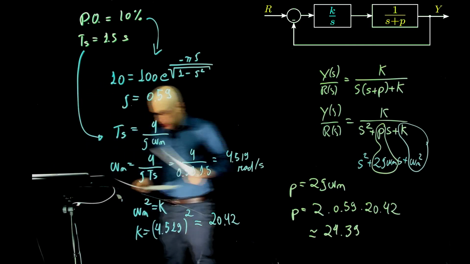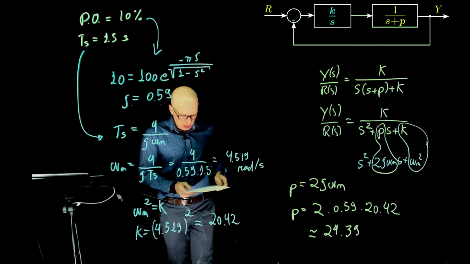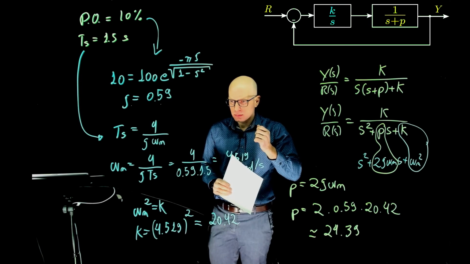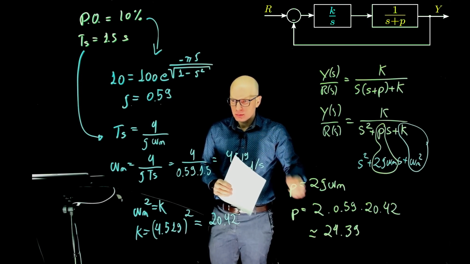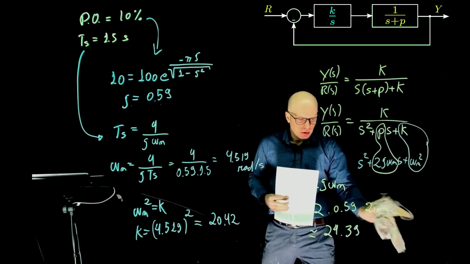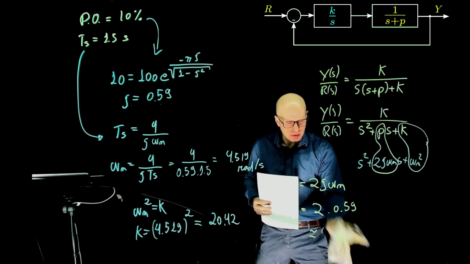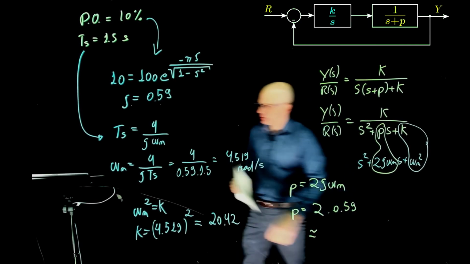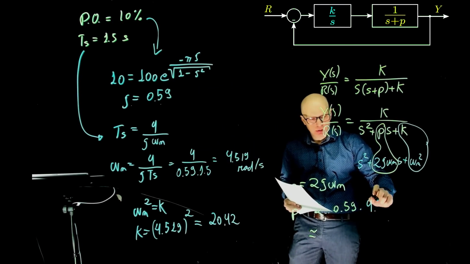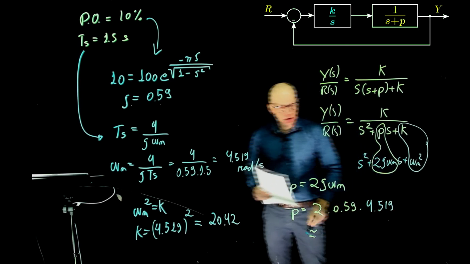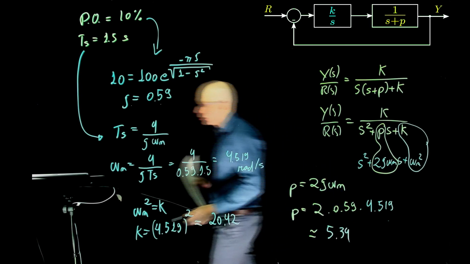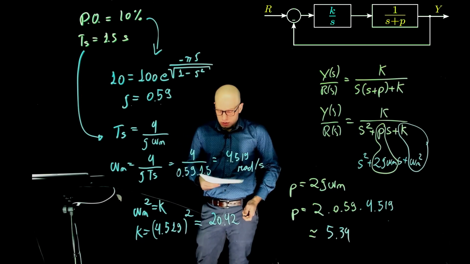Okay. Easy question. You subbed in K instead of omega n. You should sub in 4.519 instead of 20.42, right? Did I? Oh yeah, right. So it shouldn't be 24. So omega n, yeah, I need to replace K. Thank you. So omega n is 4.519. And what is the multiplication here now? I think it's 5.34. Okay, good. So yeah, that's better.